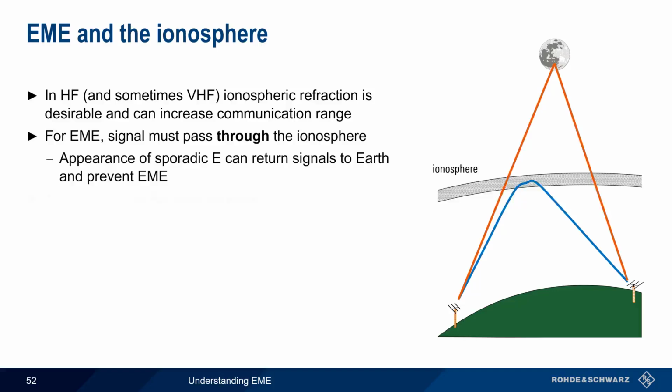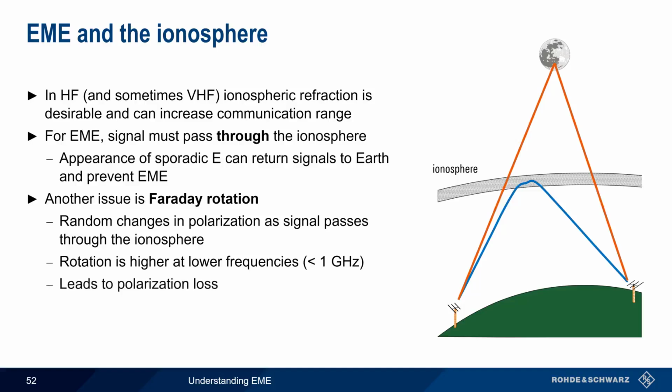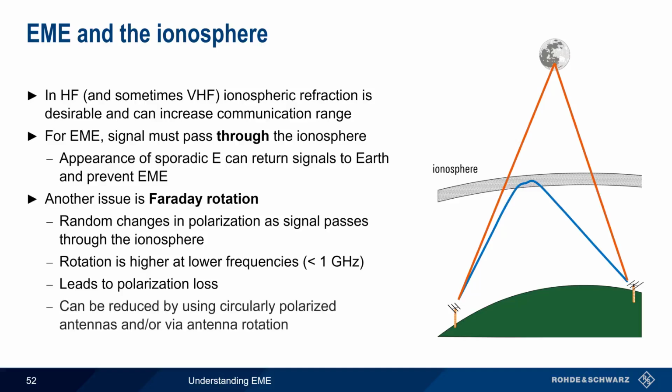Another potential ionospheric issue is Faraday rotation. Faraday rotation refers to random changes in the polarization of a signal as it passes through the ionosphere. This rotation tends to be inversely related to frequency, and is generally limited to signals under about 1 GHz. Faraday rotation can lead to so-called polarization loss, whereby signal strength is reduced due to a mismatch between the polarization of the transmit and the polarization of the receive antennas. Using circularly polarized antennas, or rotating a linearly polarized antenna, are the two most common ways of reducing the effects of Faraday rotation in EME.